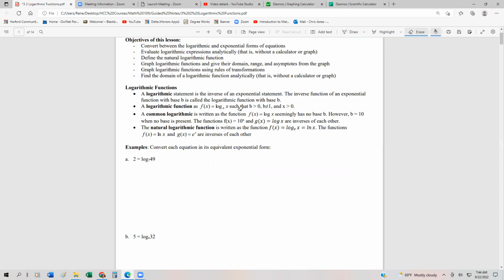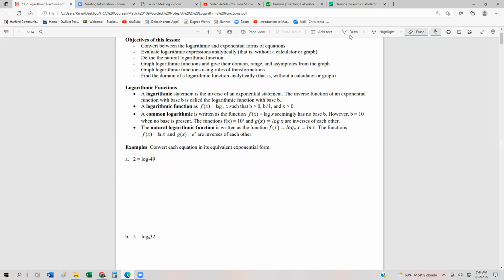Now, the base b has to be greater than 0. All right, so we can never have a negative base. b should not be equal to 1, and we'll see why that is in a little bit. And then whatever's inside of that function, the independent variable x, should be greater than 0.